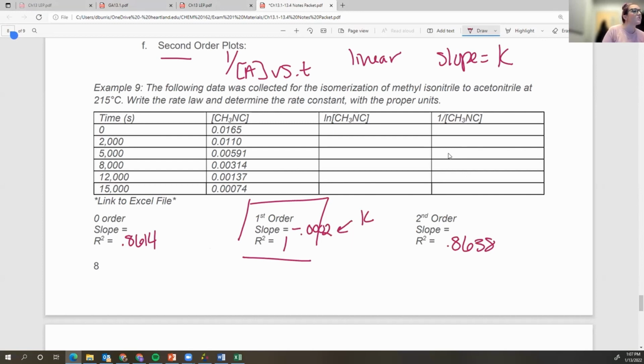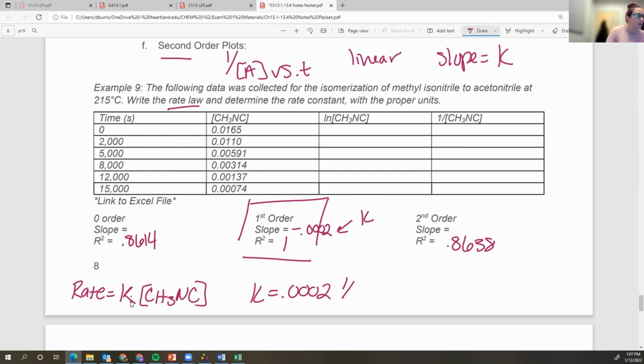So now if I wanted to write the rate law, I would write that rate equals K times, I said it was first order, so CH3C, first order. And I know that K is 0.0002, and the units for a first order reaction are always 1/seconds. So this is my answer.